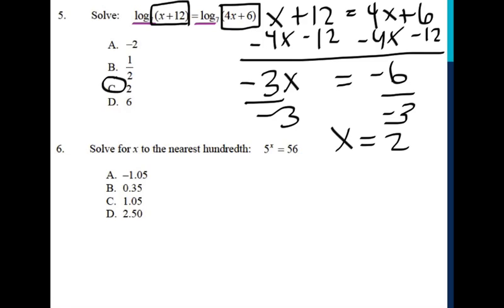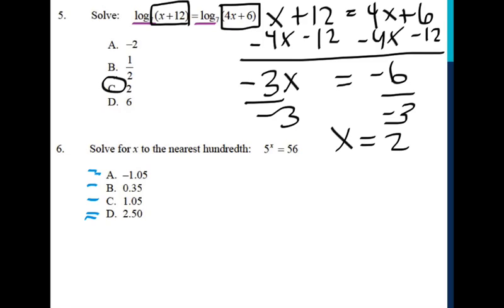Solve x to the nearest hundredth. Well, since it's multiple choice, you can plug in each one of these options for x in your calculator. 5 to this power, 5 to that power, see which one gets you 56. That's not the technical way to do it. That's just a nice test-taking strategy.